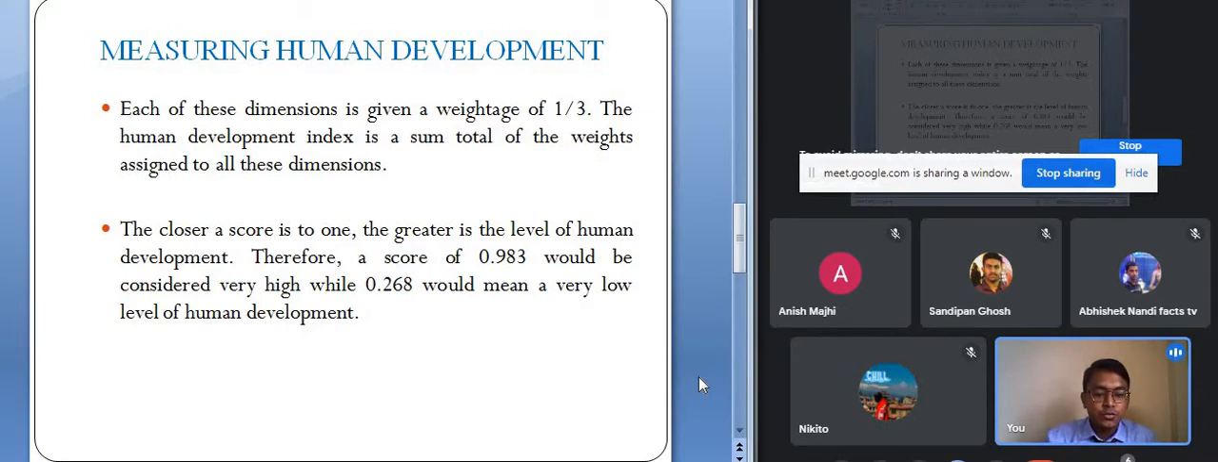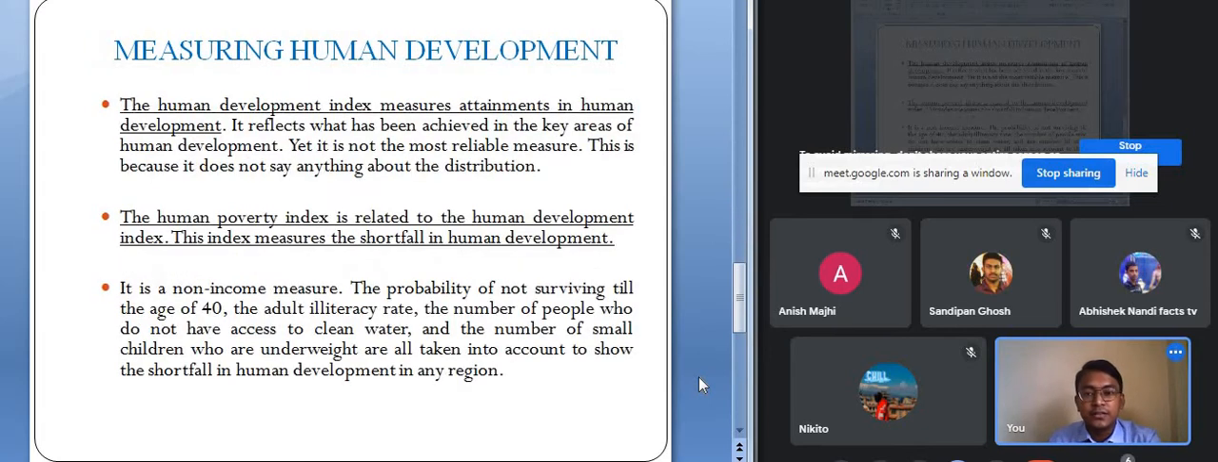Okay, so this way, the countries which are at the higher level, with a higher score, are at the top ranks. And the countries with the lower score are at the lower ranks. This way, first, second, third, fourth, fifth, ranks are being provided to different countries in the Human Development Index.